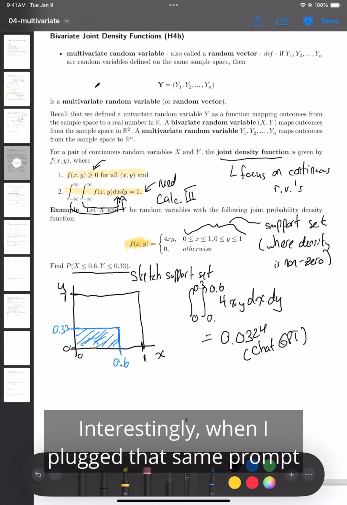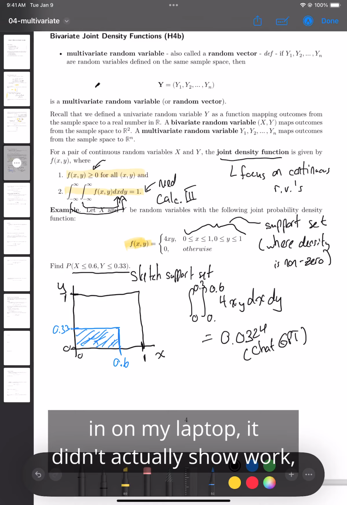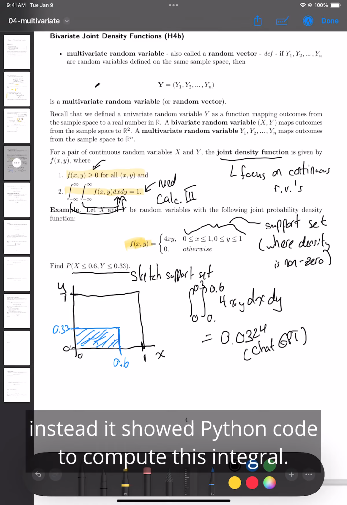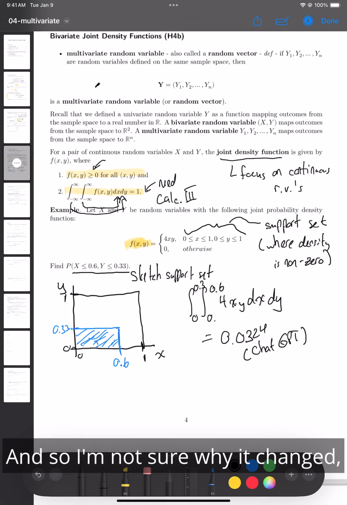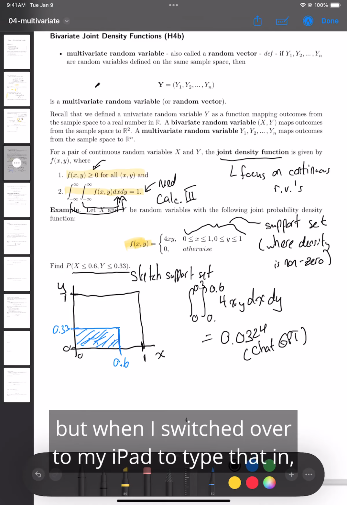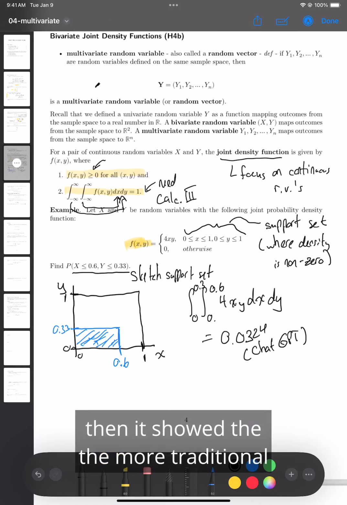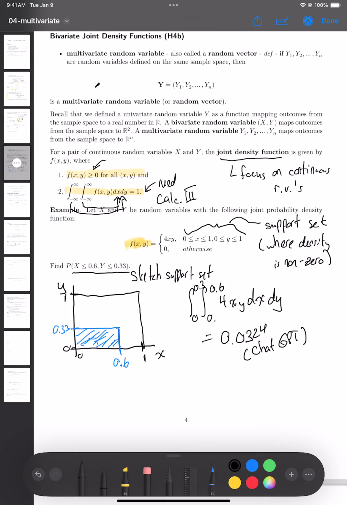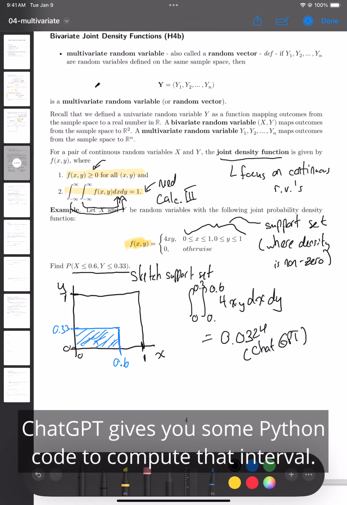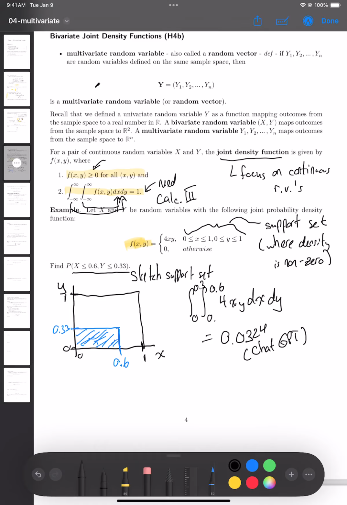Interestingly, when I plugged that same prompt in on my laptop, it didn't actually show work. Instead, it showed Python code to compute this integral. And so I'm not sure why it changed, but when I switched over to my iPad to type that in, then it showed the more traditional mathematical formula. So I'm mentioning that just so that you're not surprised if ChatGPT gives you some Python code to compute that integral.